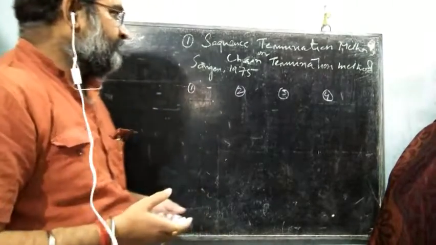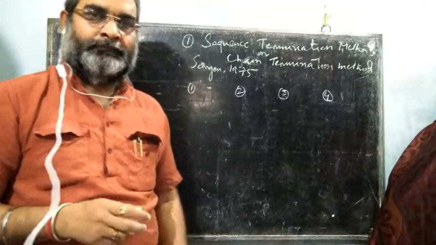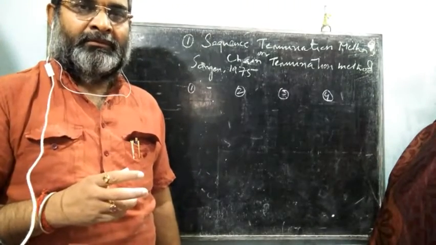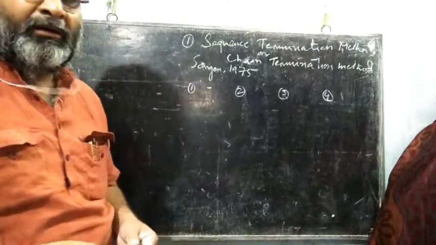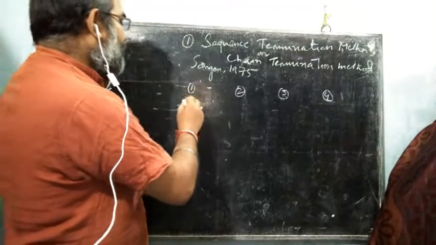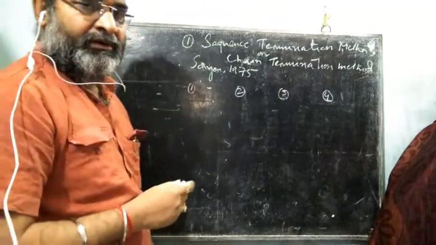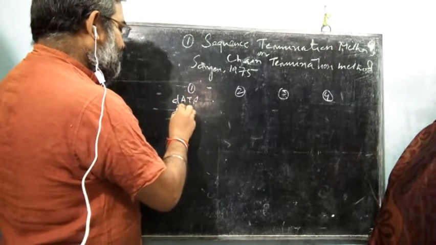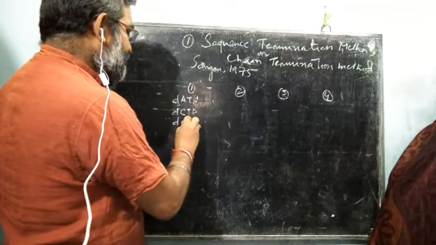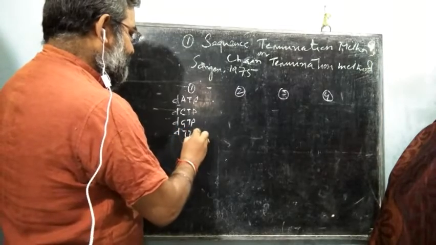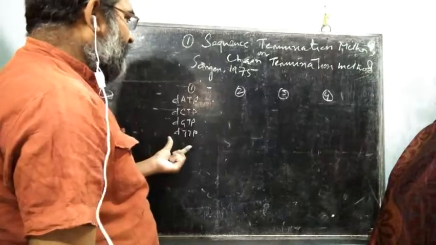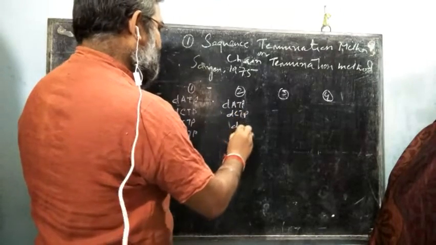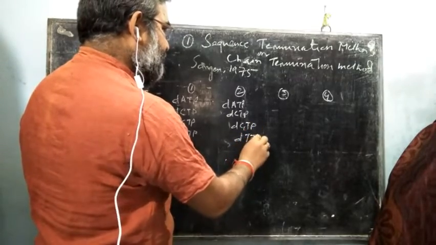We commonly observe that during the polymerization, all the basic components, the deoxyribonucleotide triphosphates, are required. Here, in the first reaction, dATP, dCTP, dGTP, dTTP. We use all these building blocks in all 4 reactions. Again here, dATP, dCTP, dGTP, and dTTP.